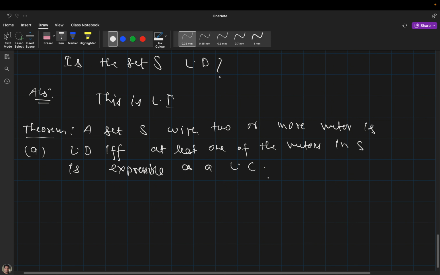True or false? Linear combination, if you are not getting it.